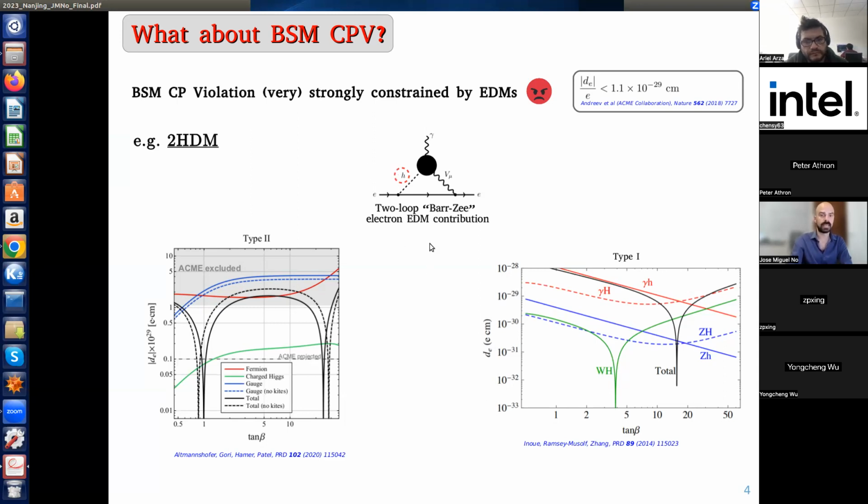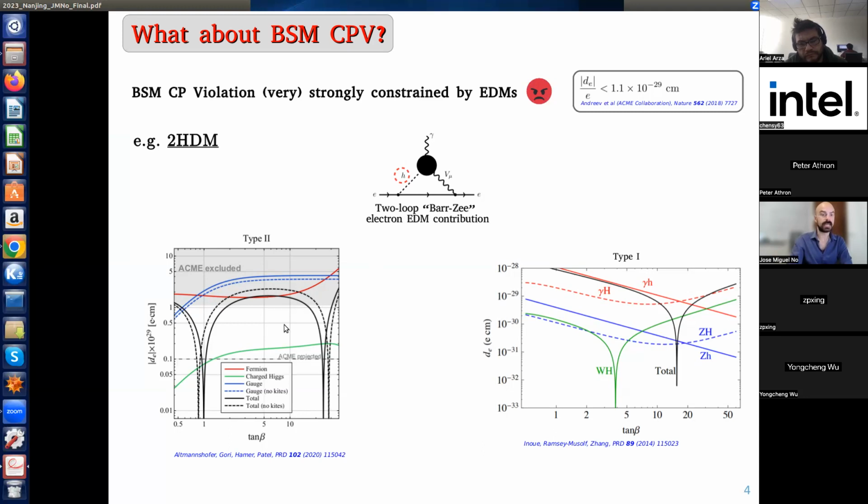So in the two-Higgs doublet model, the main contribution to the electron EDM comes from these two-loop Barr-Zee diagrams, where in this black blob you have a loop of a particle that is sizably coupled to the Higgs, like a top loop, and it's also charged, of course, in order to couple to the photon. So like a top loop, for example.